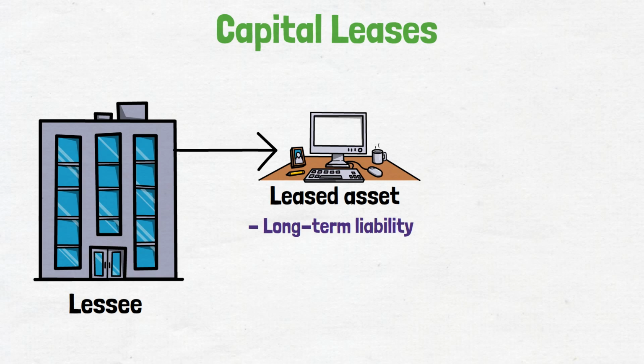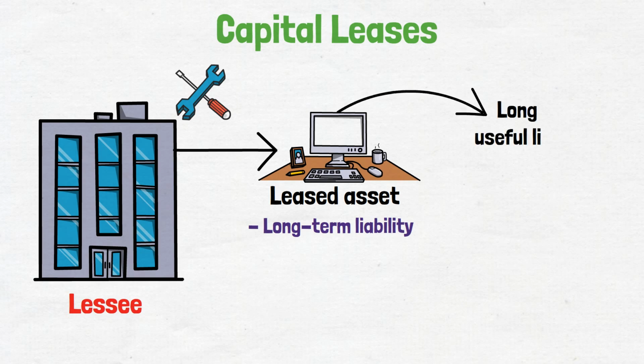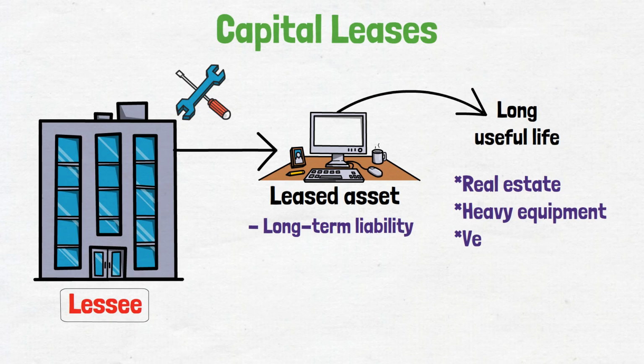Under a capital lease, the lessee is responsible for maintaining and insuring the asset and paying for any required repairs or maintenance. Additionally, the lessee can purchase the asset at the end of the lease term for a predetermined amount, typically the asset's fair market value. Capital leases are typically used for assets with a long useful life and are expected to be used by the lessee for most of the asset's useful life. Examples of assets often leased under a capital lease include real estate, heavy equipment, and vehicles.